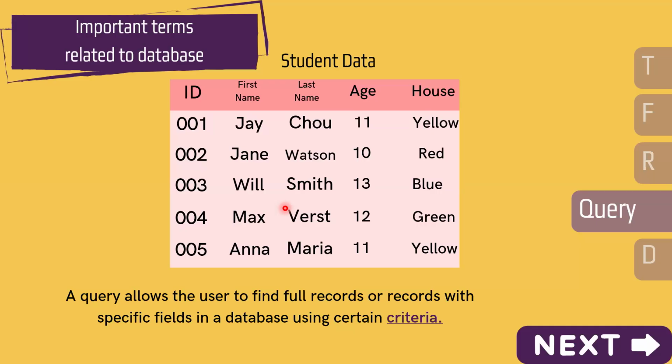For example, I wanted to know how many students we have in Yellow House, or the names of the students in Yellow House, or the age, whoever is studying in our school with an age greater than 13. So this is the query, and we are going to use SQL statements for it. The query is obviously very important for us as well.